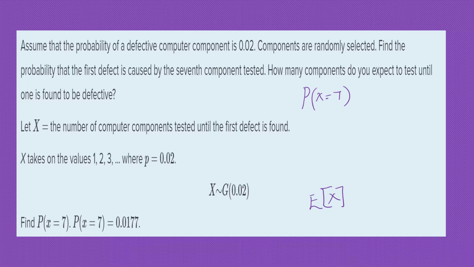If we are finding P of x equal to 7, let us make use of the formula, which is q raised to 7 minus 1 multiplied by p. So which is q raised to 6 times p. What is your q? Q is 0.98 because p is 0.02. So it is 0.98 raised to 6 multiplied by 0.02, which gives you 0.0177.